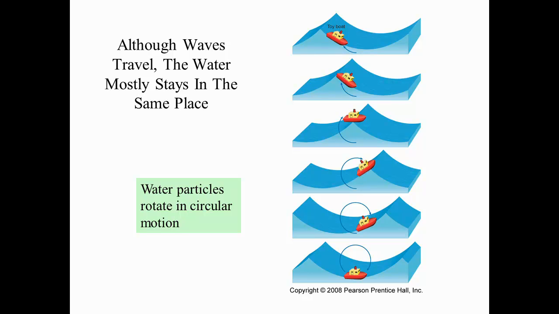Now, although waves travel, the water mostly stays in the same place. And this can be aptly illustrated by a boat that rides up the crest and drops down to the trough of an adjacent wave. Although the boat has moved up and down, the overall return position of the boat is pretty much the same position. And as a result, this demonstrates that water particles actually rotate in a circular motion, returning to more or less the same place where the motion began.